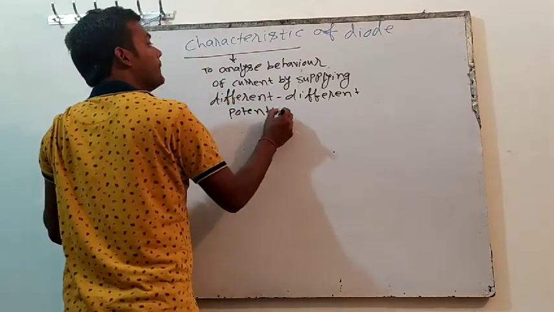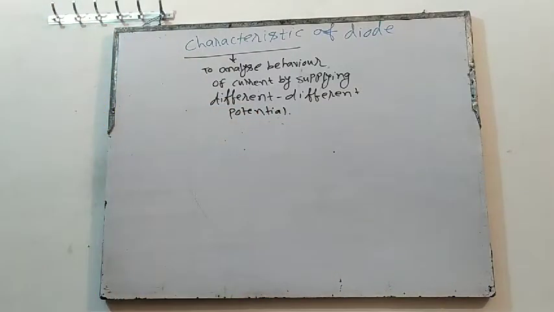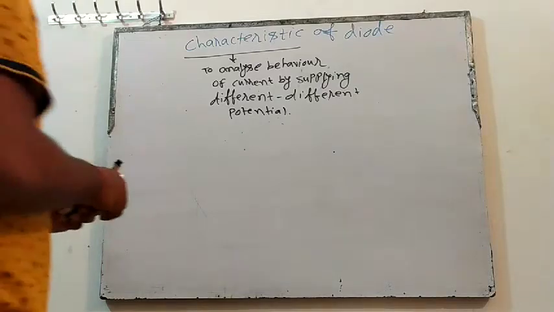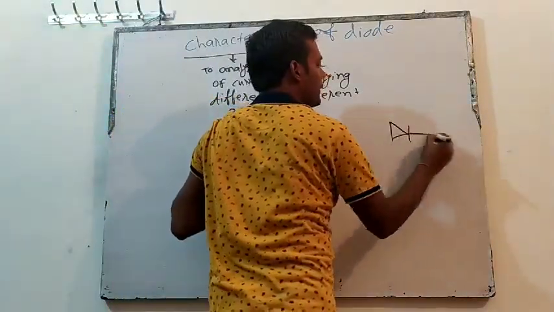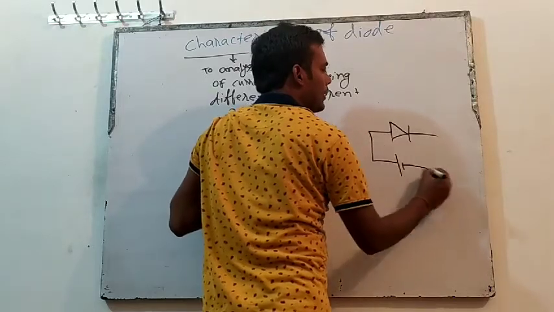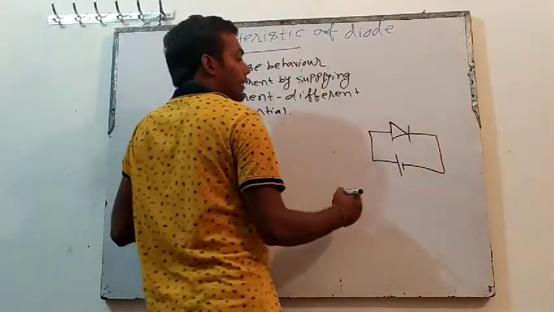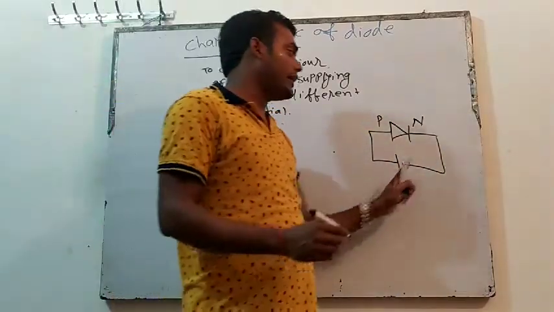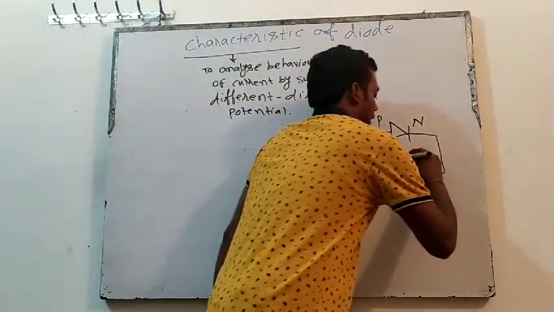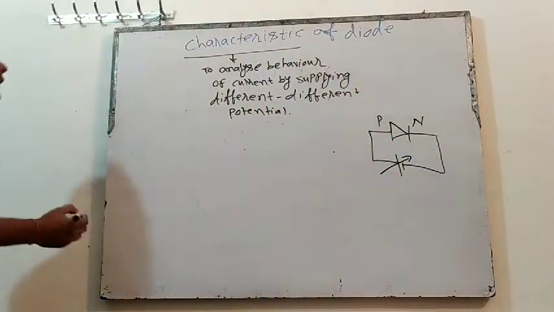So what I said, the characteristic of diode means, in the diode what we will do, for example, suppose this thing is our diode. So can we connect our diode like this? And what will happen? This is forward biasing, right? P is connected with positive, N is connected with negative.